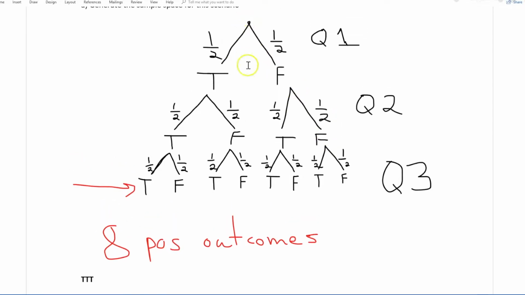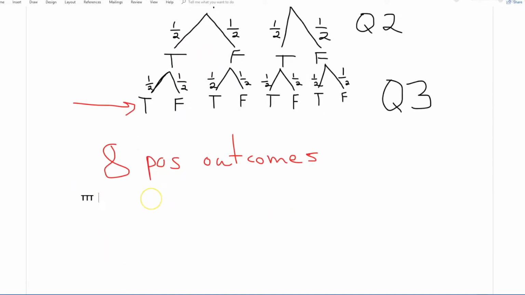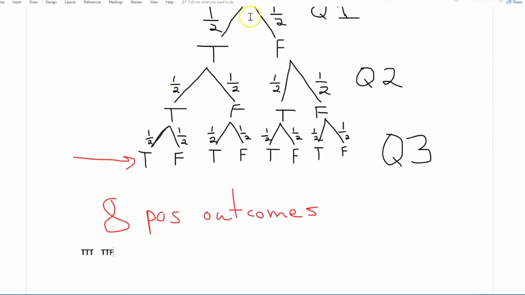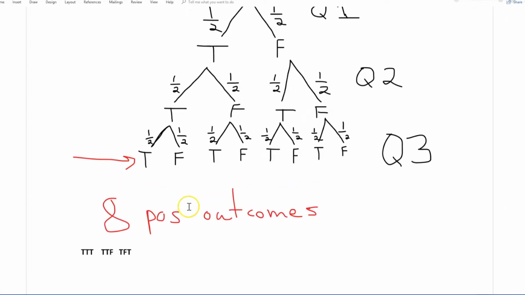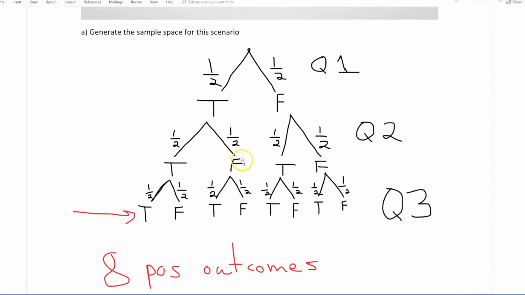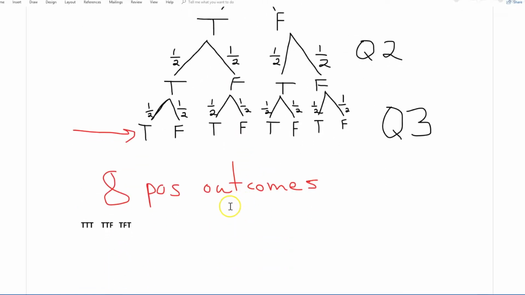I can go another way. So I'm going to exhaust this first path. I can go true, true, and then false. So true, true, false. I went all the way down here, I went to this one, I went to this one. Those are done. So I can go true, false, true. I can go true, false, false. So again, we're just following everything down the line.